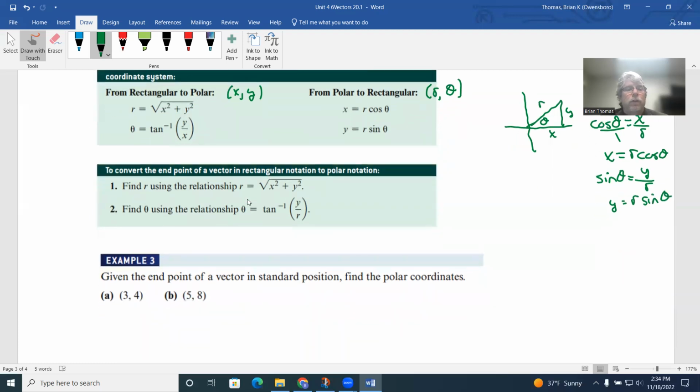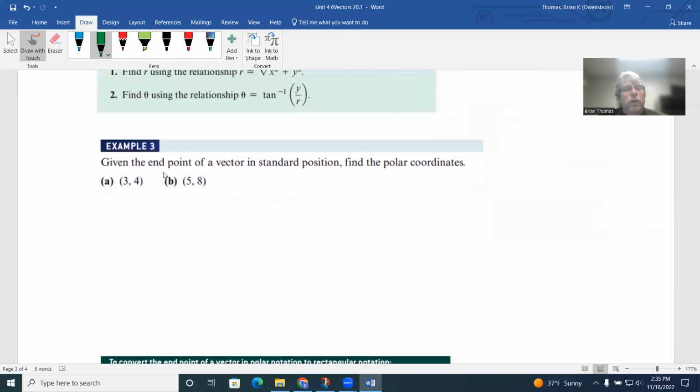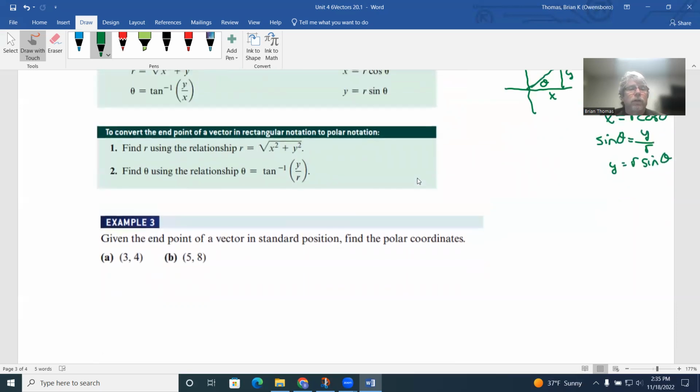The other thing is, to convert the endpoint of a vector in rectangular notation to polar notation, we have to do this. If I want to find r using the relationship, again, r equals the square root of x squared plus y squared. Again, to find theta, we're going to use the relationship: theta is going to equal the inverse tangent of y over x. So we'll have that going on. Let's see if we can piece this all together. Given the endpoint of a vector in standard position, find its polar coordinates. So let's look at A to start with.